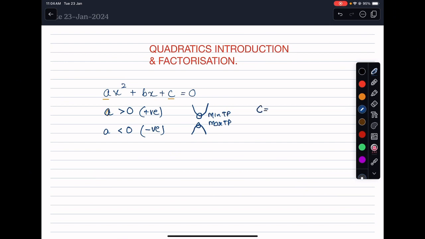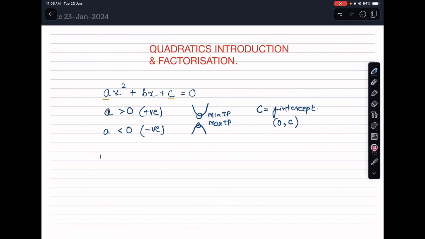The c in the equation is the y-intercept, meaning it's the point where the curve intersects the y-axis, and wherever it intersects the y-axis, we know that our x needs to be 0, and then this point will be having a particular y value here. So let's start with an example.